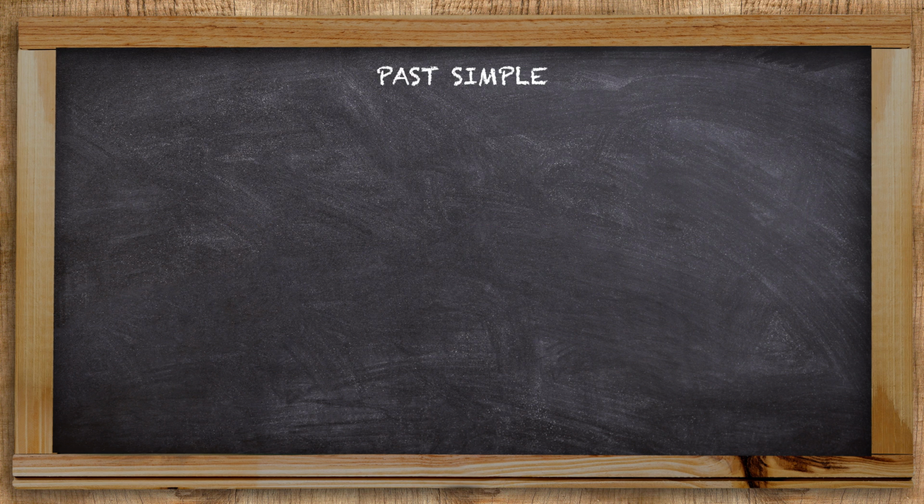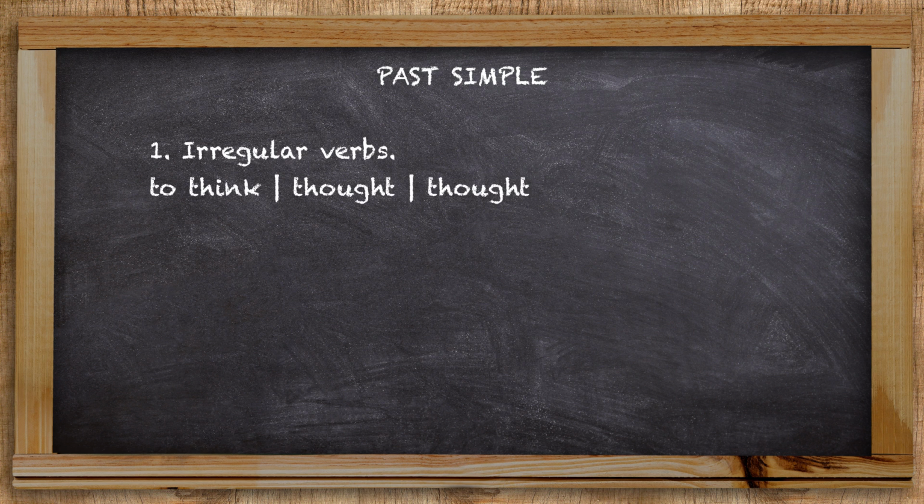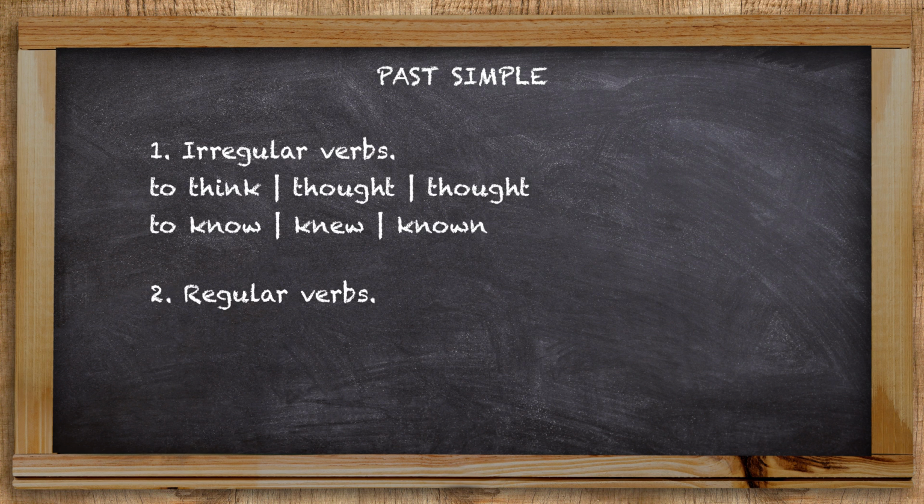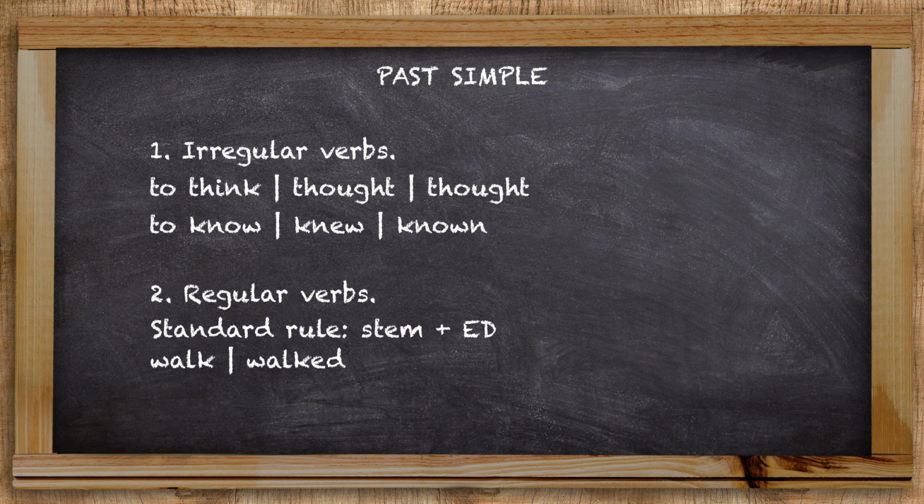There are two types of verbs. First of all, there are the irregular verbs. You should study these and know them by heart. Examples are to think, thought, thought, and to know, knew, known. And then there are the regular verbs, and these have a standard rule. Add ed to the stem of the verb. Walk becomes walked, with ed.